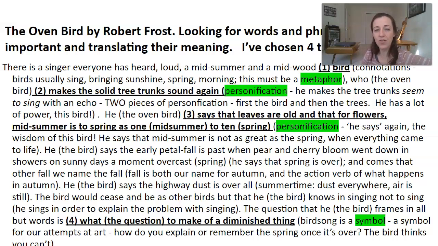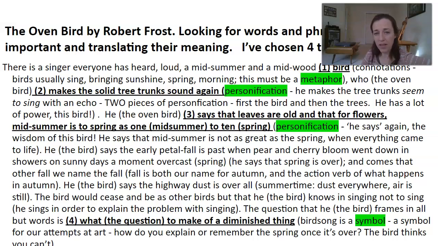He makes the solid tree trunk sound again. Wow, that's personification. The bird isn't making anything happen like that. He is not divine in that way, but in the poem he is. He's able to make the tree trunks sound, and then the tree trunks themselves are kind of echoing and becoming a little bit human themselves. So it's personification in the way that he has the power to make these sounds come alive in the forest, as if he were doing it on purpose.